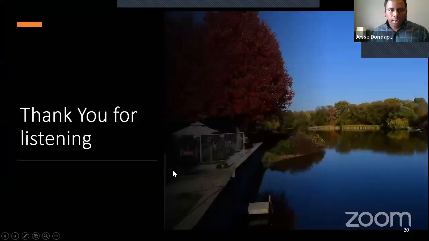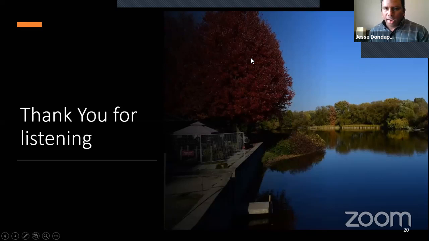Thank you for listening so patiently. And this is a picture I took recently near my house. This was last fall when this tree turned a reddish color before it sheds all its leaves. So it's one of the beautiful pictures. I'm proud of it. And on that note, I'm going to leave you.